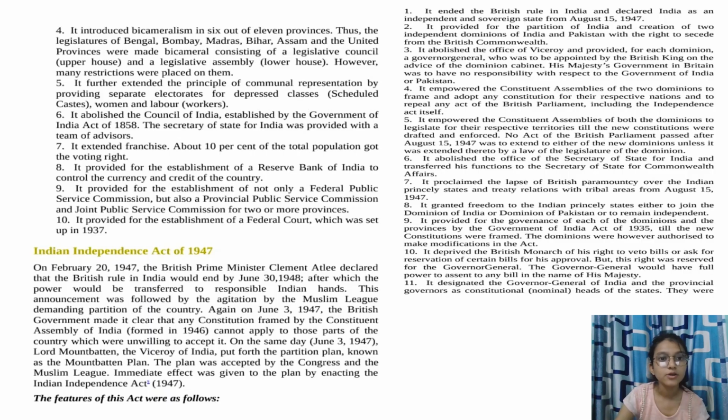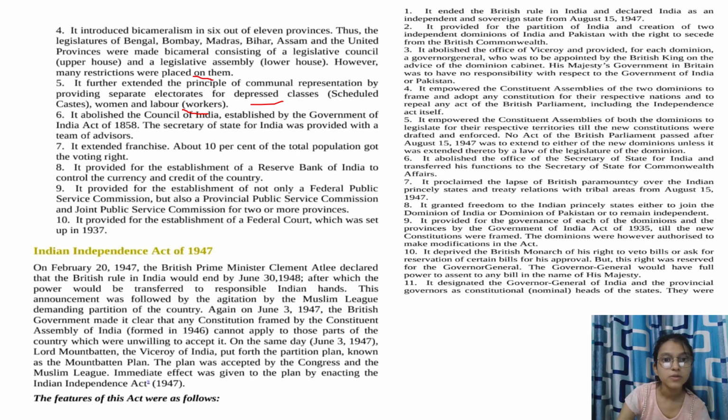Then it introduced bicameralism in 6 out of 11 provinces. The legislatures of Bengal, Bombay, Madras, Bihar, Assam, and the United Provinces were made bicameral, consisting of a legislative council, the upper house, and a legislative assembly, the lower house. However, many restrictions were placed on them. So these are the very same concepts that we have till now, Rajya Sabha and Lok Sabha. It was all their idea which we have incorporated in our constitution. It further extended the principle of communal representation by providing separate electorates for depressed classes, scheduled castes, women, and labor workers. We have separate provisions for all of them in our very constitution.